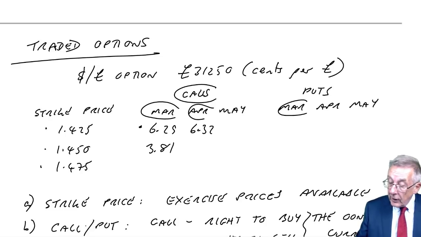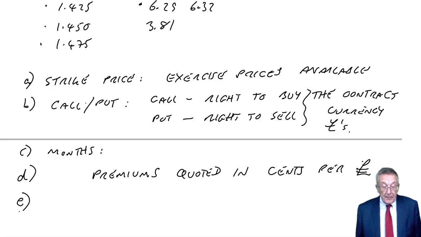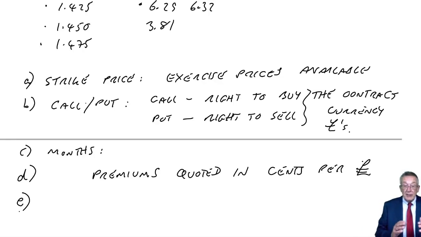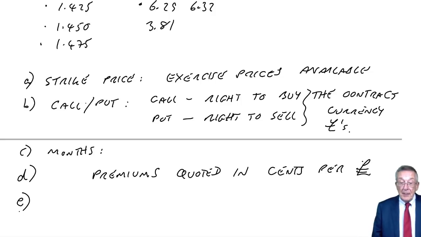And so within that, I've already answered E. I don't need to write E down. 31,250 means that we must buy the option in units of 31,250 pounds, contracts. And again, the numbers in the table are how much they'll cost, depending on whether it's a put or a call, and depending on whether it's March, April, May, and depending on the strike price, the exercise price we want. That's how much will be charged at cents per pound.